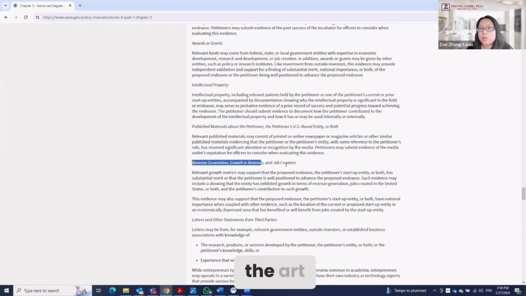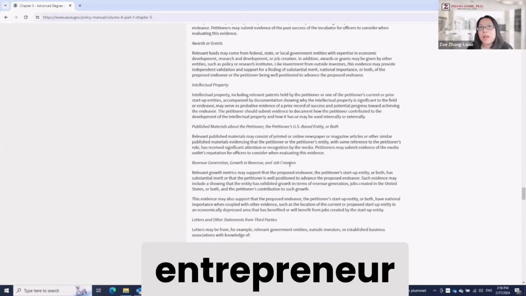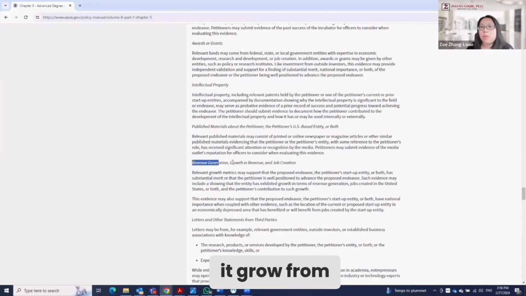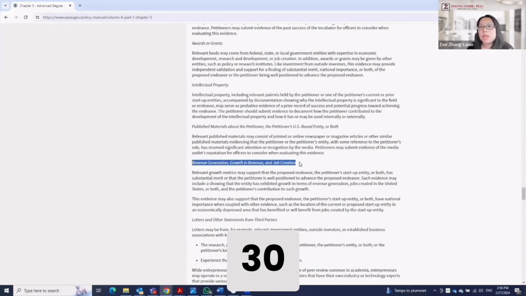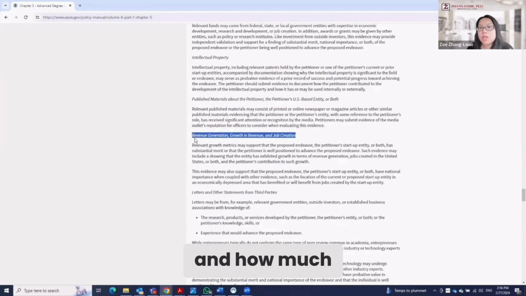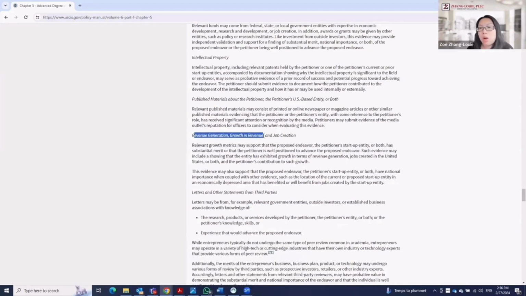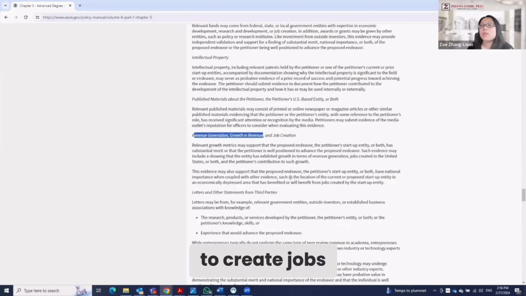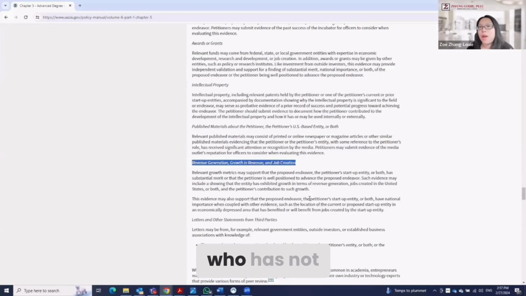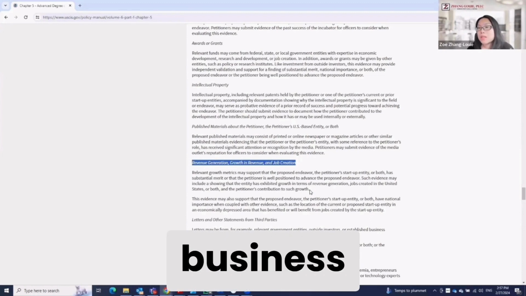This one is the prong that we actually bring up a lot: revenue generation, growth in revenue, and job creation. If this entrepreneur has owned a company internationally and has helped it grow from 0 to 20, 30 employees within a period of time, this is a really good consideration to bring in, and how much revenue it has generated, because the US really wants you to be able to create jobs for the US worker. What does this mean? How do we really show this if it's a brand new entrepreneur who has not started a business previously?